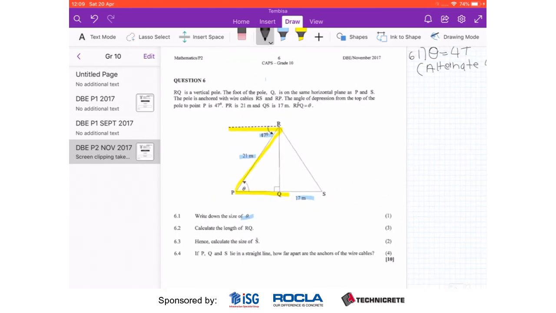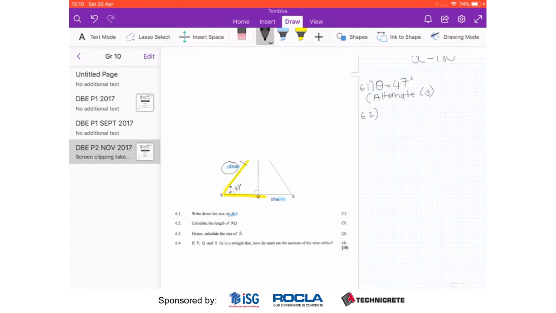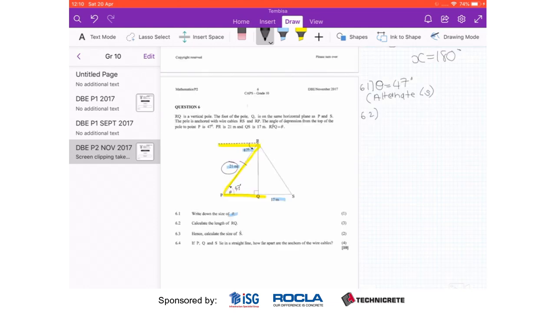Calculate the length of RQ. So here's RQ. I have a 90, I have a measurement already, I can use trig ratios, and I have an angle. So how can I find RQ using this angle? Which ratio am I going to use?